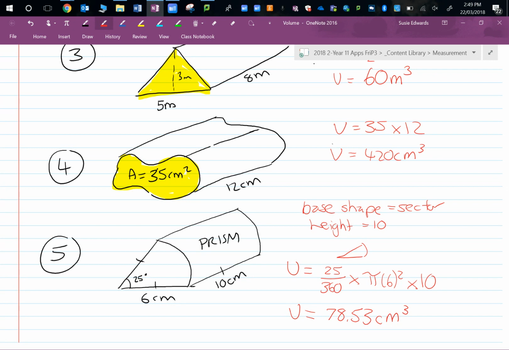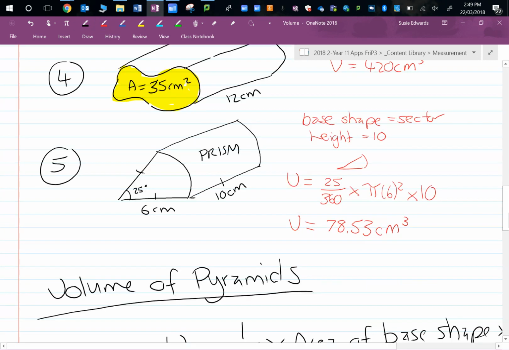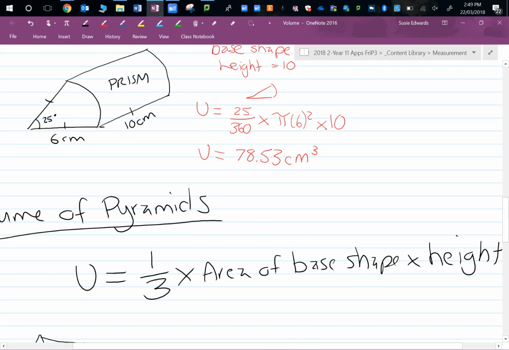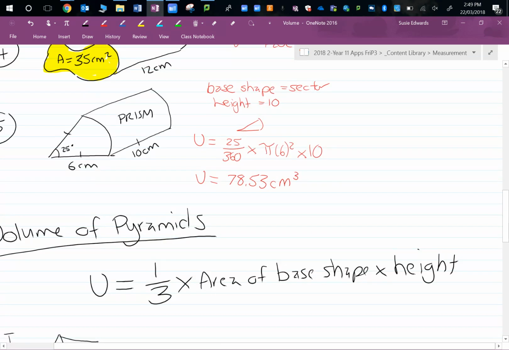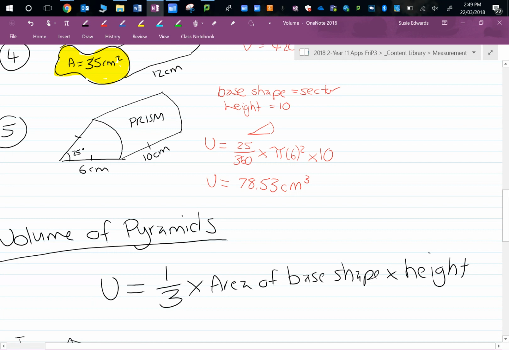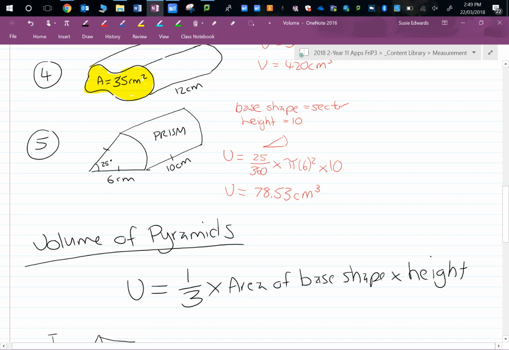Okay, so any pyramid is actually the volume of the prism times by a third. That's the formula for any sort of pyramid. So, volume of pyramids, the formula is, and this is the formula you get given on your formula sheet, you don't get given any specifics, okay? A third times by the area of the base shape times the height. So we still do exactly the same thing as we just did for prisms, but we then either times by a third or divide by 3. It means the same thing. So the volume of pyramids, volume equals a third of the area of the base shape times by height.